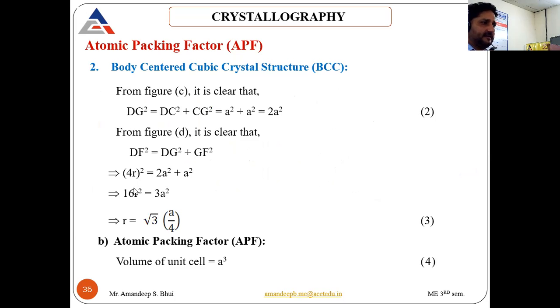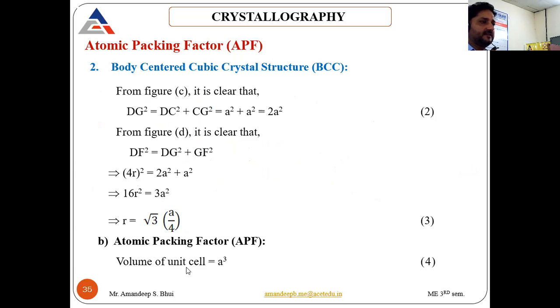So if you solve this, it will be 16 R square equals 3A square, or we can get a correlation between R and A. So R here will be equal to under root of 3 into A by 4. So this is the required correlation between R and A. Now we can move ahead with the calculation of the atomic packing factor.